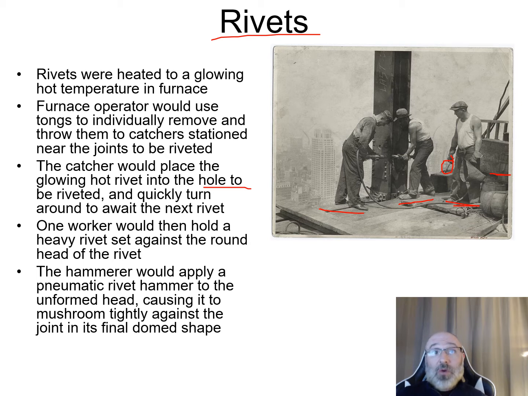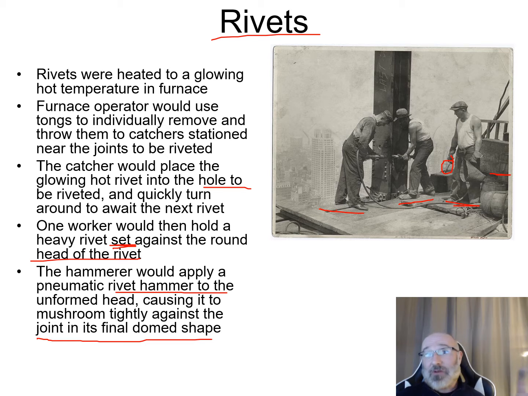One worker, of the two over here, would hold the heavy rivet set. You need a set right there for the rivet to go against, the back round head of the rivet. Then the hammerer would apply the pneumatic rivet hammer to the uniform head, causing it to mushroom shape, just tight enough against the joint until it reaches its final dome shape. So they're manually hammering these into place.